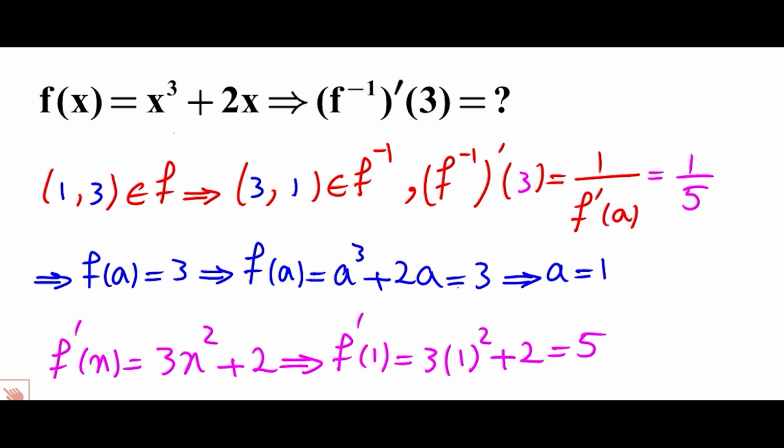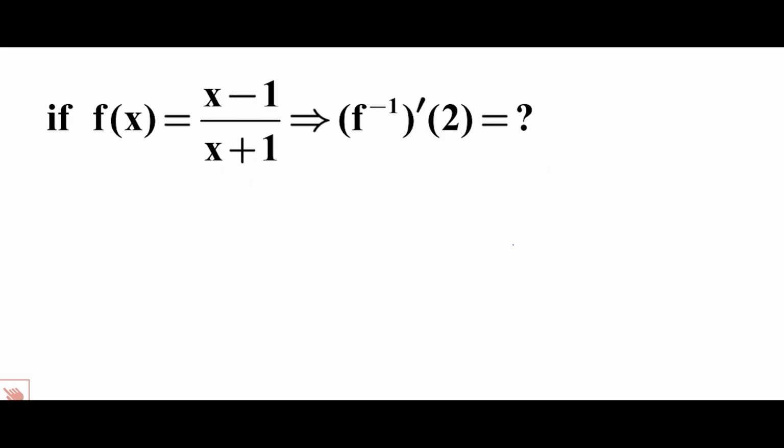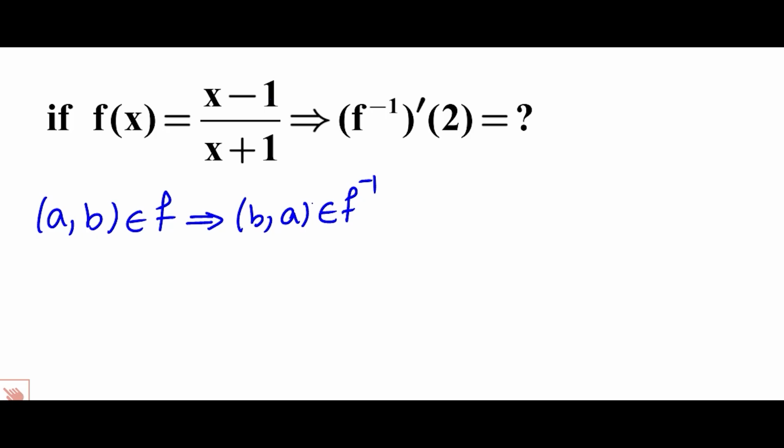It's very simple. Number 2, if f of x is equal to x minus 1 over x plus 1, what is the value of f inverse prime of 2? And we also know that if a and b is in f, then b and a is in f inverse. Okay, so b is 2. So a and 2 is in f, so f of a is equal to 2.